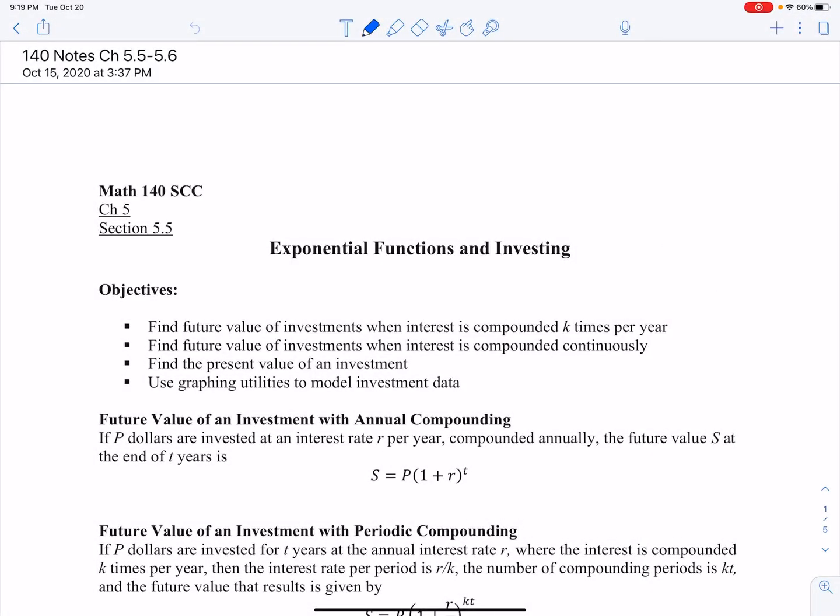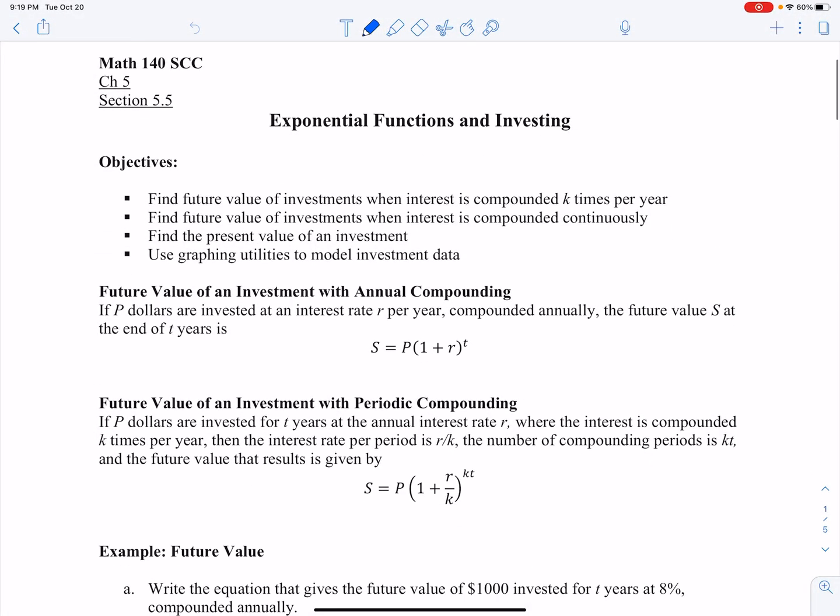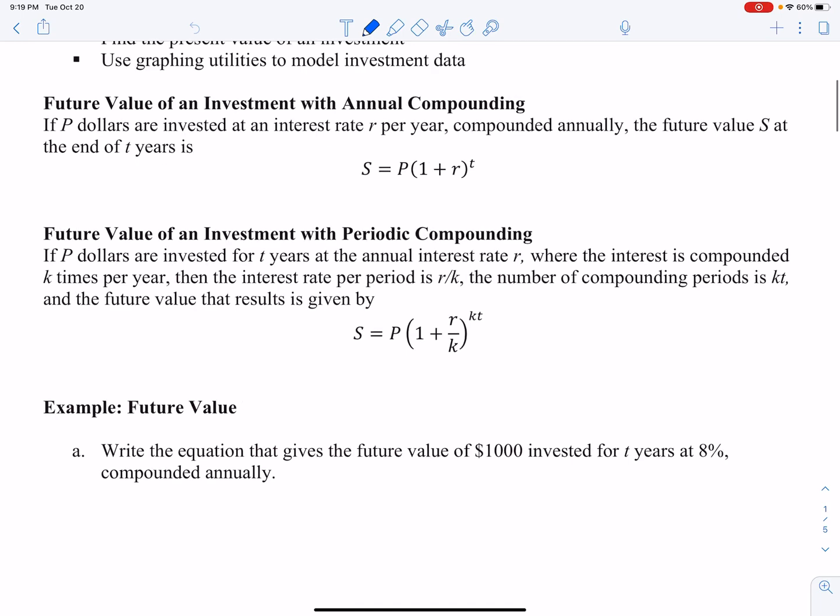All right, welcome to section 5.5. This section we're going to talk about exponential functions and investing. First in this section, we're really just going to go over a couple equations for figuring out a few different financial things here.